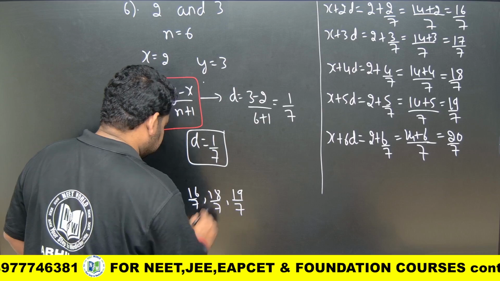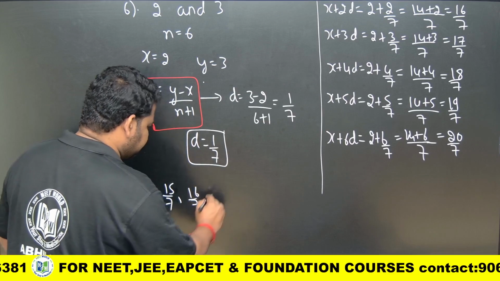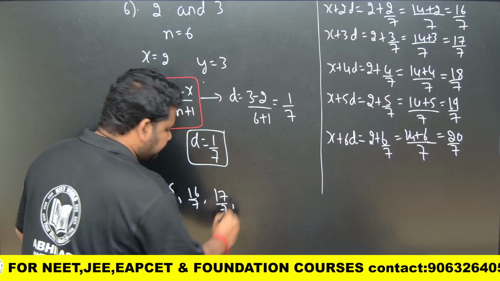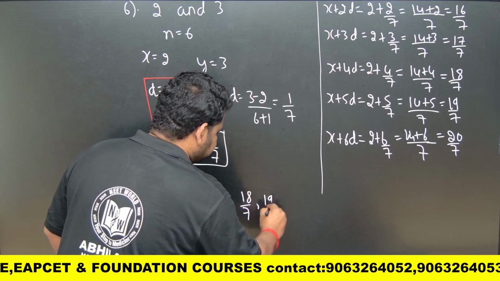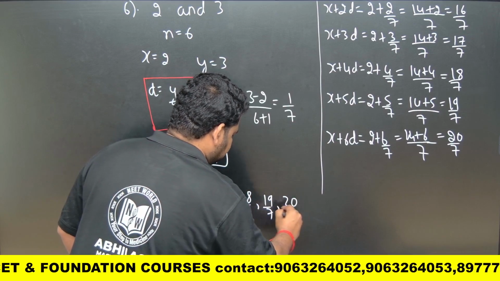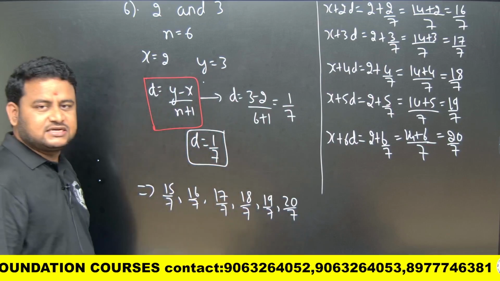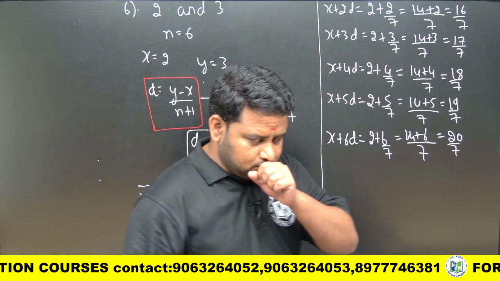Okay, there is one more, this 17 by 7 I missed out. So, this will be 17 by 7. Next, I have 18 by 7, 19 by 7, comma 20 by 7. These are the 6 rational numbers between 2 and 3.